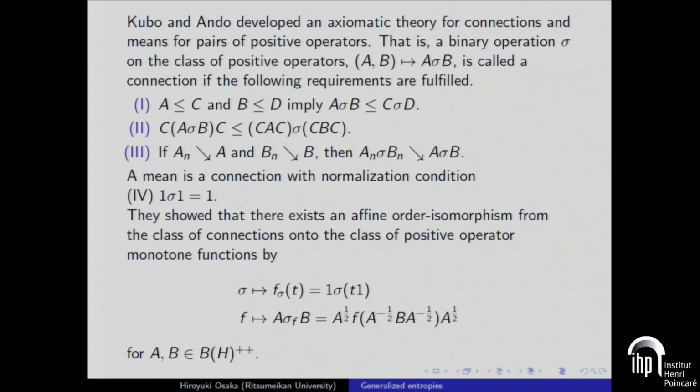This form is very important, because if someone studies entropy, in many cases you can see such a form in the entropy. That's why, to calculate the entropy or to get the upper bound and the lower bound, we can apply the operator mean. That is my idea. Okay, this is very important, so it appears many times.